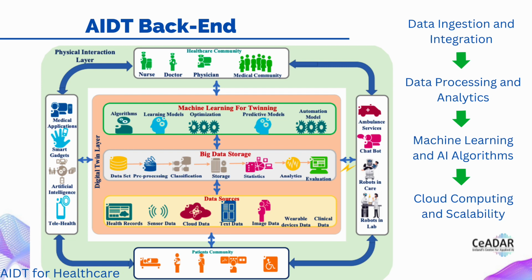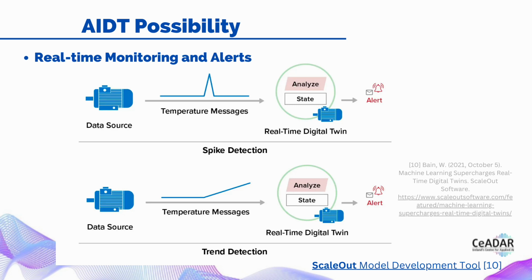And then we can use the cloud computing infrastructure to handle the scalability and computational demands of AIDT. It allows for efficient storage, processing, and scalability of data and algorithm. This aspect of the backend forms the basis of the AIDT, enabling it to process, analyze, and interpret large amounts of data. Now that we have explored the back-end of AIDT, it's time to understand the significance and the possibilities of integrating the front-end and back-end components.